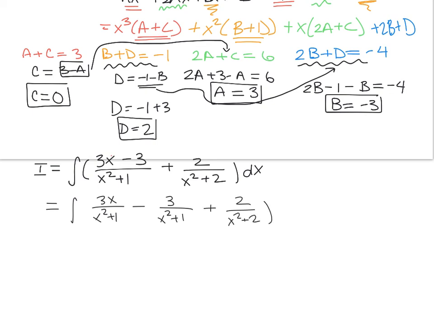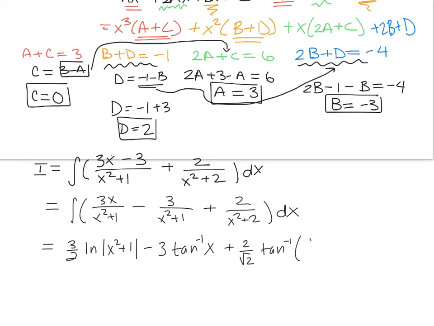And now everything here is not very bad. This first one, you could do a substitution for the denominator. You're going to end up with 3/2 ln absolute value of x squared plus 1. The over 2 comes from the derivative of x squared being 2x. The antiderivative of 3 over x squared plus 1 is 3 tan inverse of x. And then the other one will be 2 over root 2 tan inverse of x over root 2, plus C.